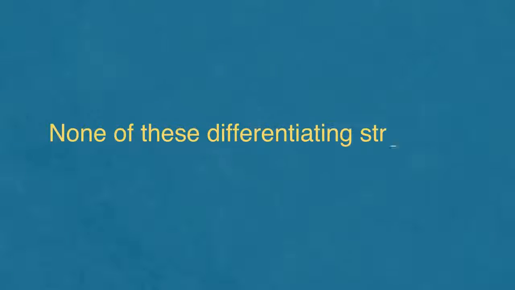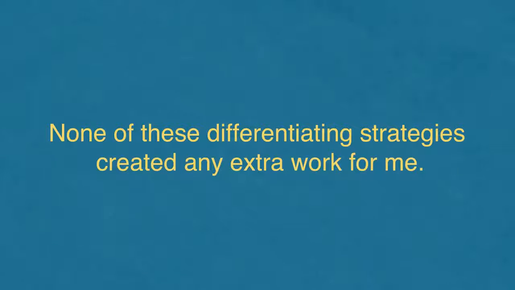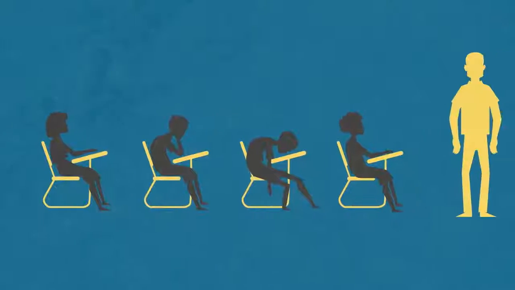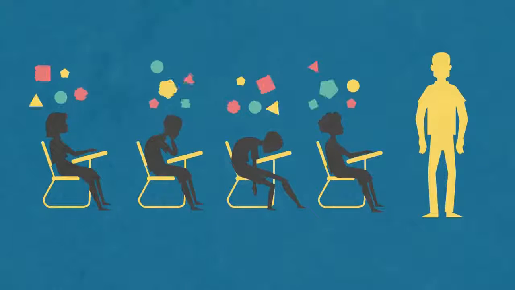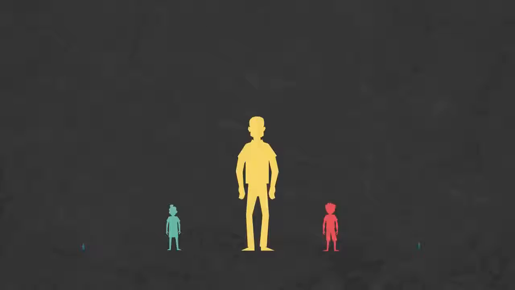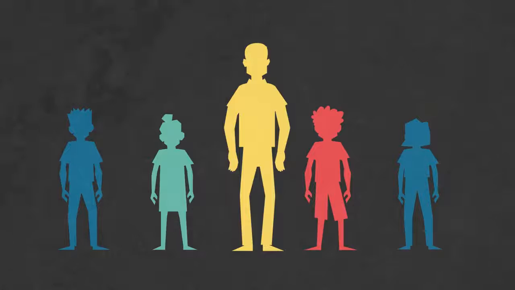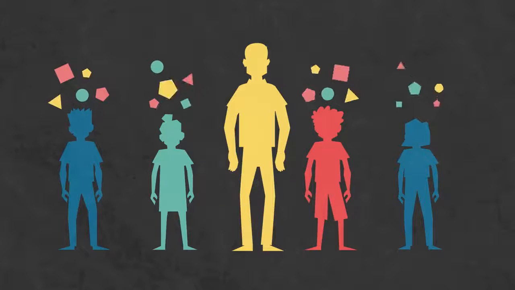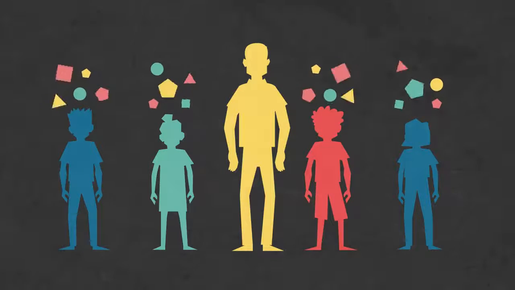None of the differentiating strategies I've mentioned have created any extra work for me. They did require that I had relationships with my students to know their strengths, challenges, and interests. And I needed to demonstrate flexibility in my thinking. Making these strategies successful also required building a strong class culture so that when some of the students were being treated differently, they understood why. And they understood that that was the only way to be truly fair.